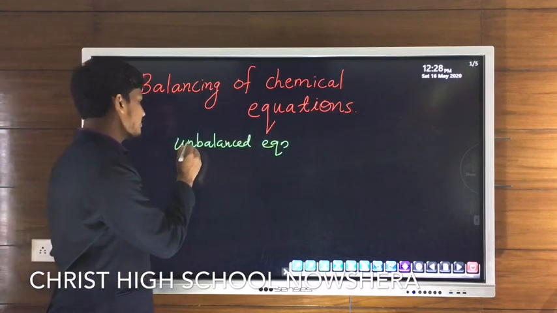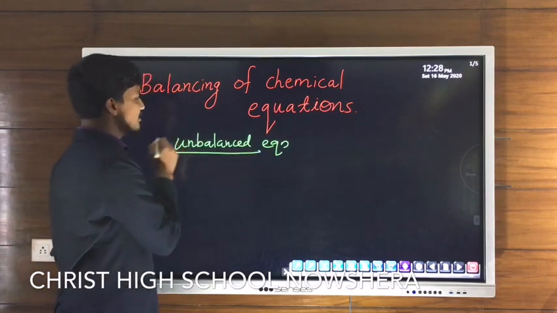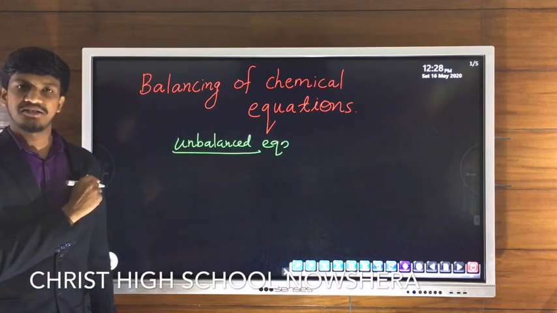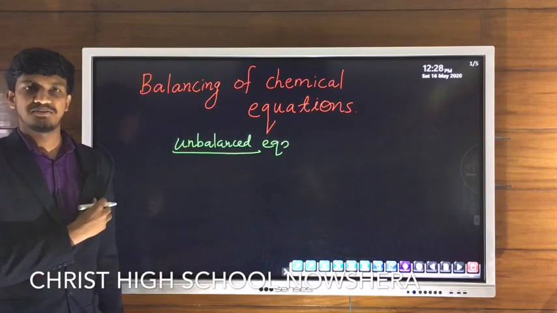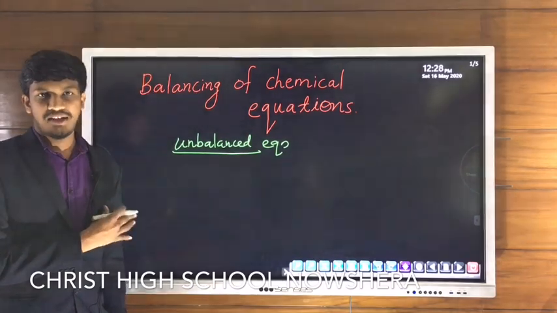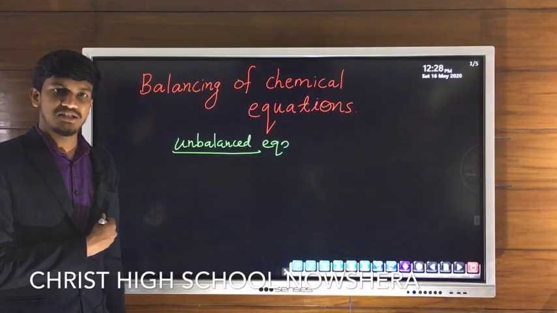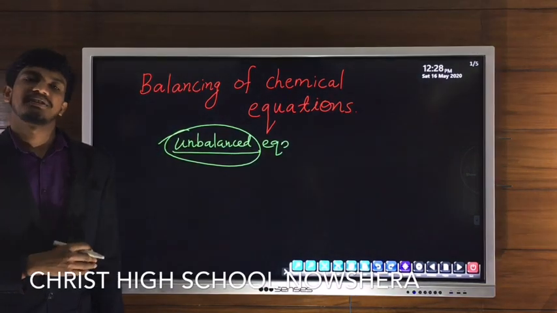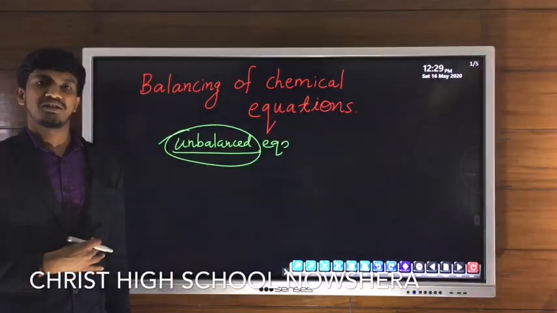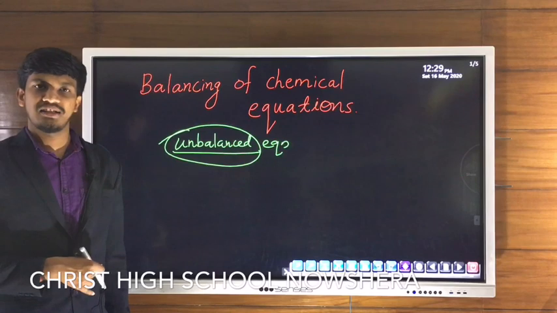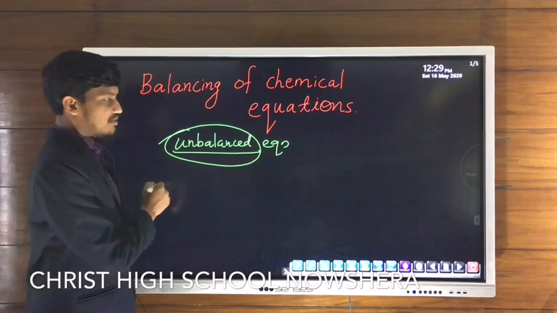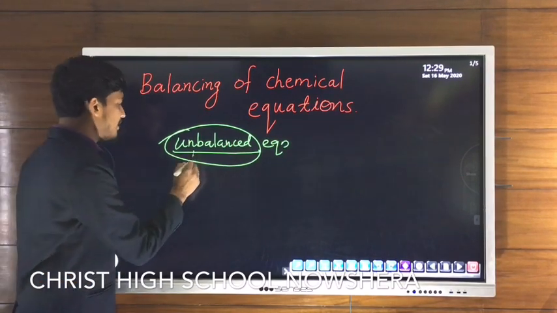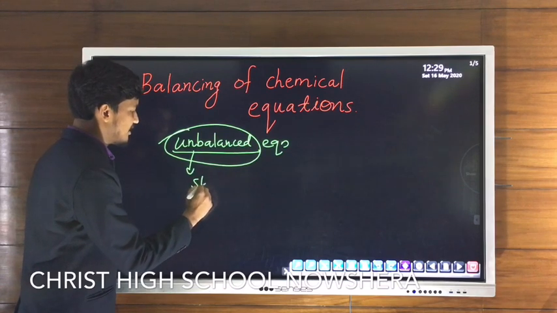So what do you mean by unbalanced equation? Balanced equation, we have seen, there should be equal number of atoms on both left and right side of the equation. It is called balanced chemical equation. Now what will be unbalanced equation? If there is no equal number of atoms on reactant and product side, that equation is called unbalanced equation. Unbalanced equation is also called skeletal equation.